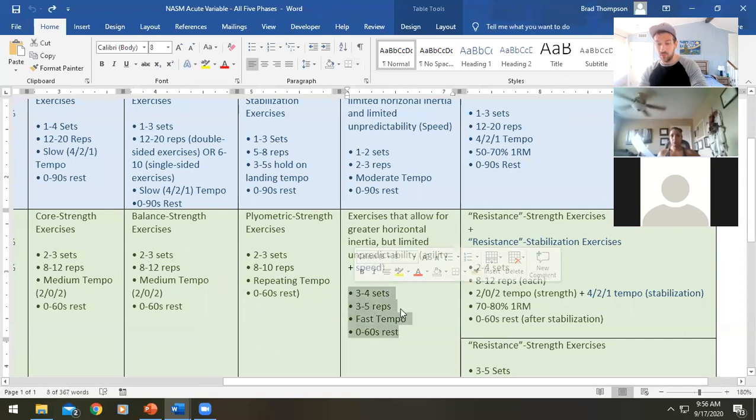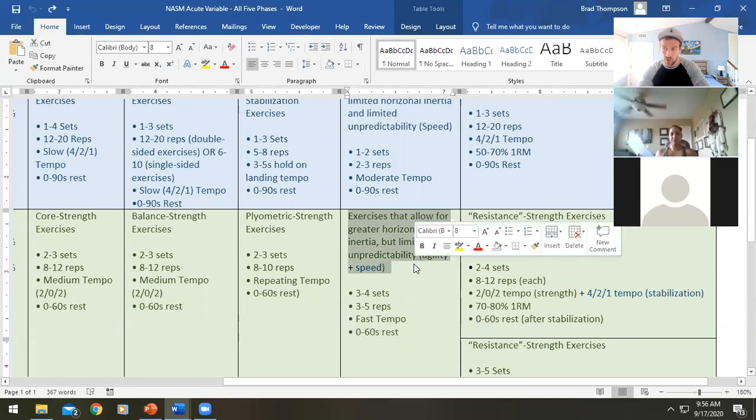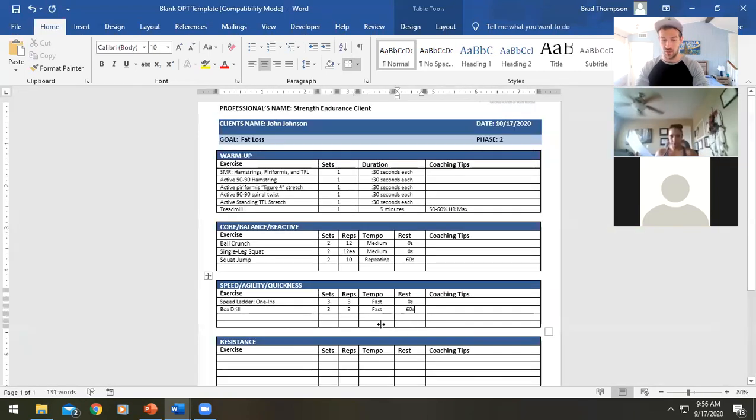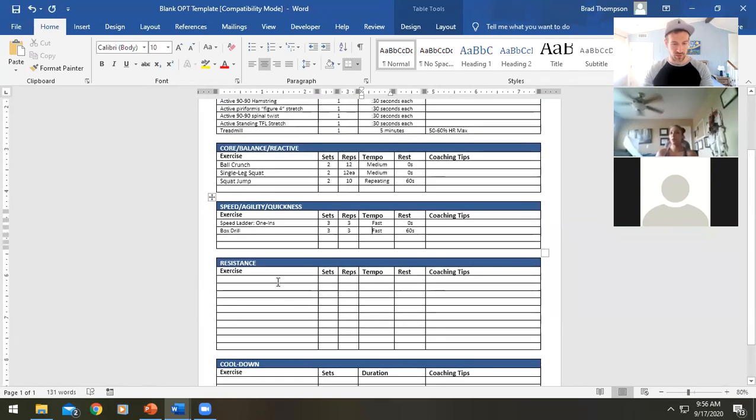And there we go. So now I've got an exercise that allows for greater horizontal inertia, but still limited unpredictability, right? I don't do any quickness drills. I'm adding 1 speed drill and 1 agility drill. So they go from the speed ladder into that box drill where they sprint, side shuffle, back pedal, karaoke. They go back around to the speed ladder and reset. I'd probably have them do it in the opposite direction the second time. That way I keep them nice and even. There we go. Pretty simple stuff.